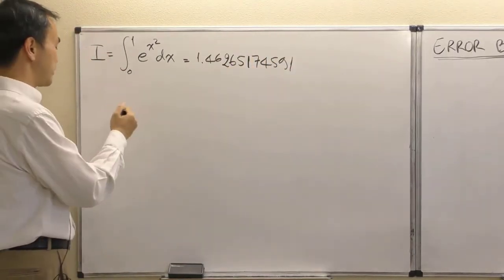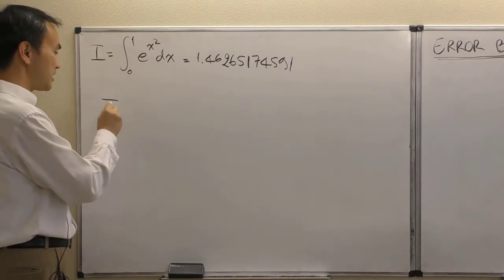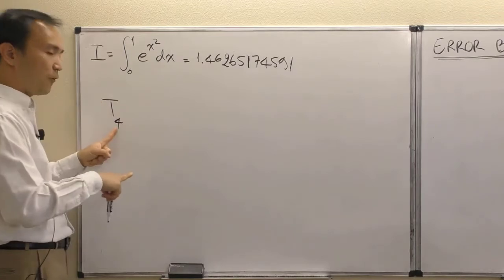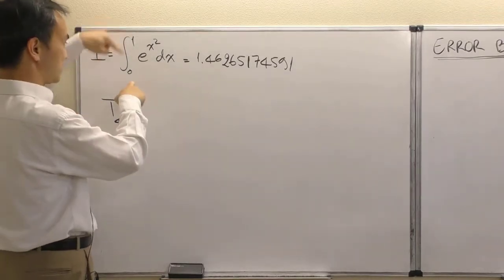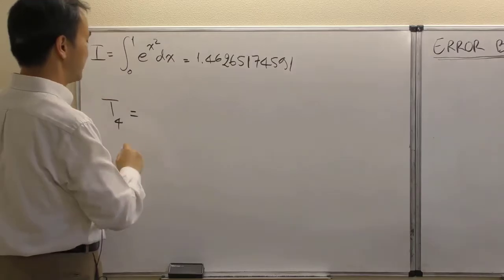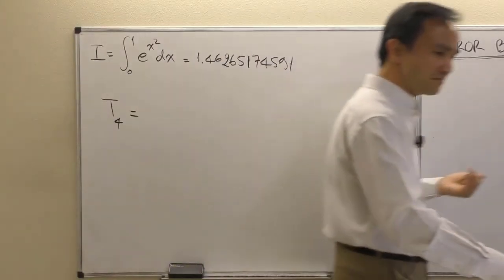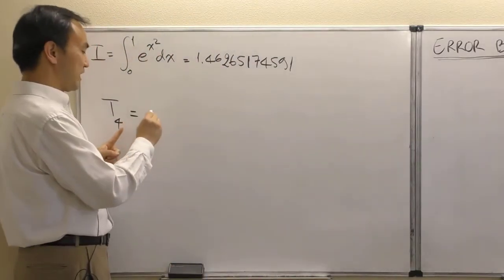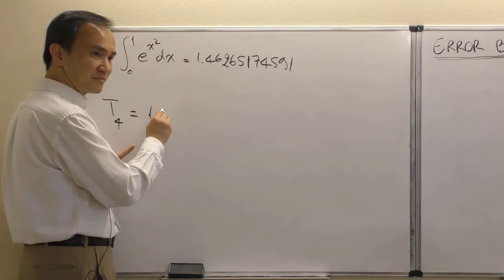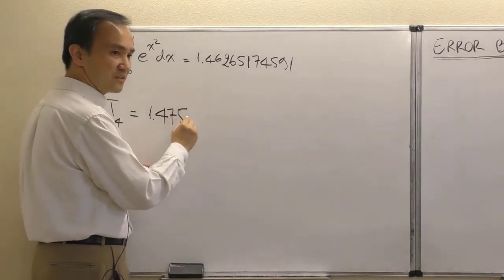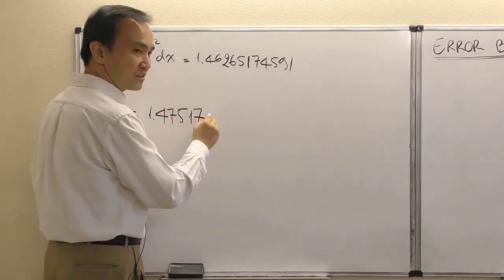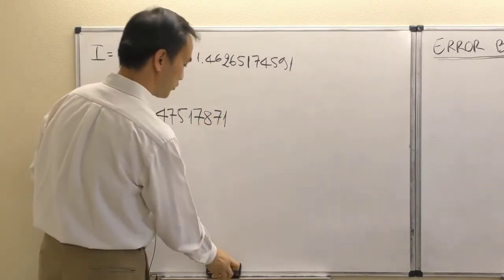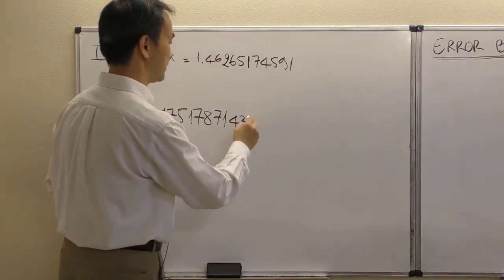And throughout example 1, we already calculated T4. So using the trapezoid method with 4 trapezoids inside of our interval from 0 to 1, we came to having T4 equal 1.47517871435. Okay, and it could be a lot longer.